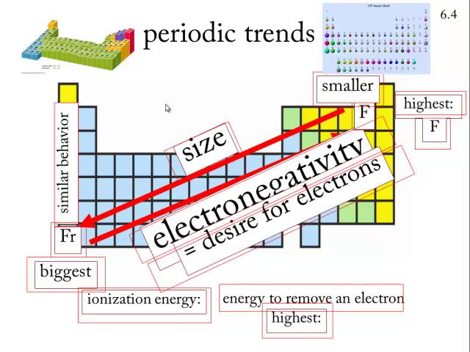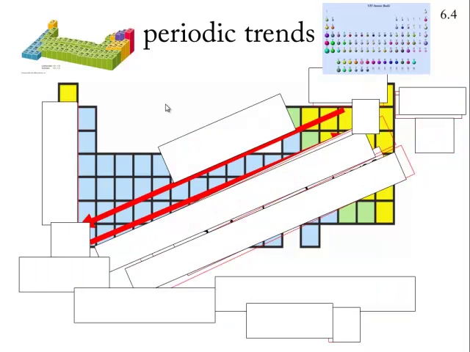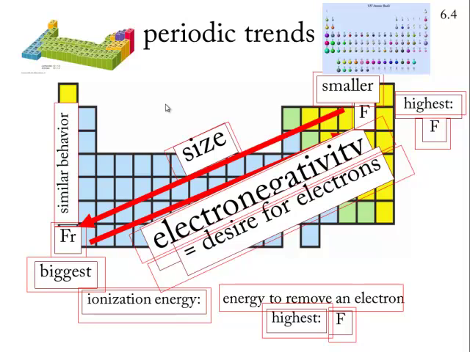The highest would be the one that wants to gain an electron the most, right? I mean, imagine the energy to remove something when it really wants one more. So it is also fluorine. So ionization energy and electronegativity follow the same trend. Thank God. Such weird big terms. It's nice that they're both maxed out at fluorine. So there you go. And those are the three major terms we'll learn about the periodic table.